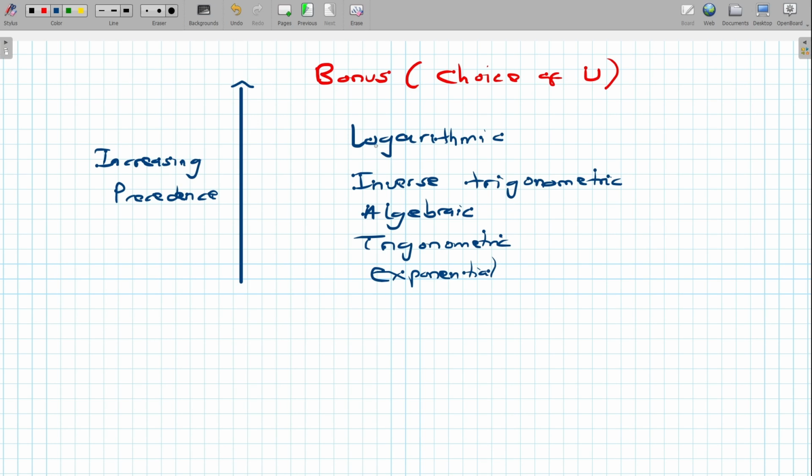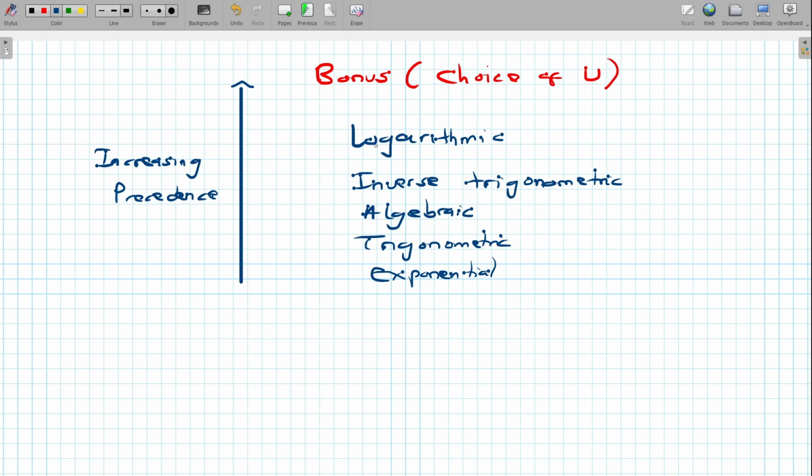Meaning the logarithmic function, if you have a product of functions, is going to have a higher precedence. So maybe let's say you have x multiplied by natural log of x. What you want to do there is to let u be equal to natural log of x, and then v prime is going to be equal to x, because the logarithmic function has a higher precedence. Now, unfortunately, in this video, we've not looked at any inverse trigonometric function. We've looked at one, the arcsine function, which is the inverse of the sine function. So that has a higher precedence as well.